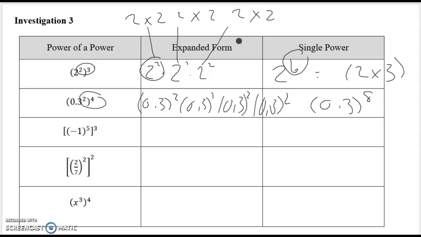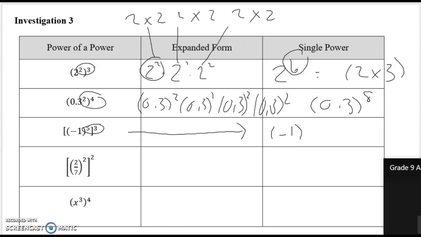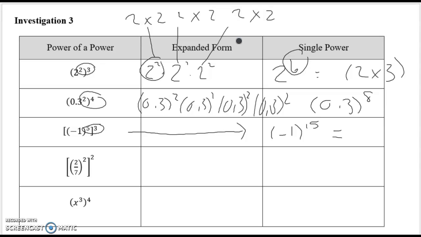So instead of rewriting this one like I did above, just bring the arrow over. We know our base is -1. And then we're just going to do 5 times 3. Okay, which would give us 15. And if we were to, or no, we'll just leave it there. Sorry, I'm not going that far.